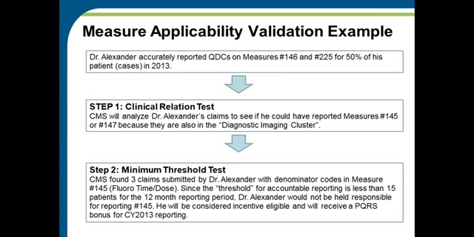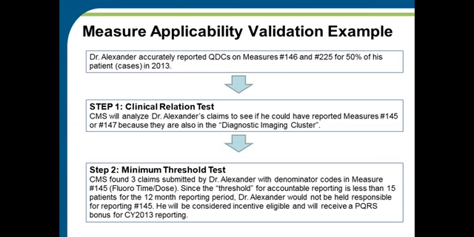So Dr. Alexander accurately reported the quality data codes on measures 146 and 225. Those are both screening mammography-related measures for 50% of his cases in 2013. So CMS will look at all the claims that Dr. Alexander submitted through 2013 to see if he could have reported measures 145 and 147 because they are also in the diagnostic imaging cluster. Those are the fluoro measure and the nuclear medicine measure.